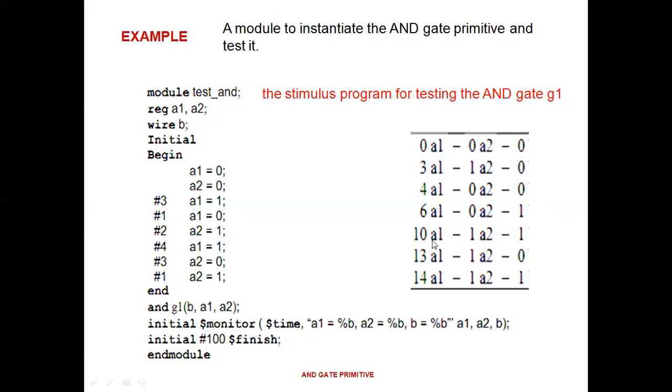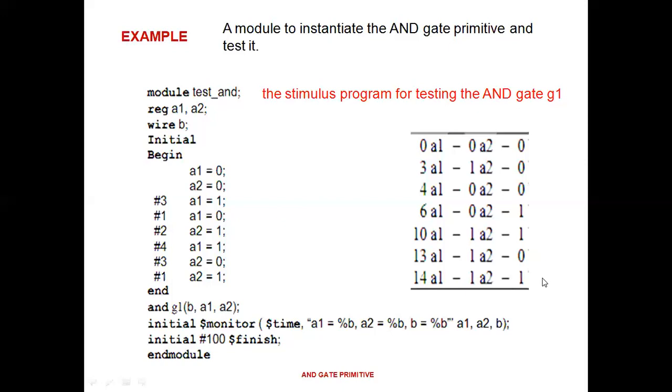Next, a1 is 1. That means a change from 0 to 1. A2 is 1, remains the same. Since a1 change happened, it is displayed. Next, a1 is 1, same as previous, no change, but a2 has been changed from 1 to 0. That means change happened. Next, last one, a1 is 1, a2 is 1. So a1 remains the same, but a2 has been changed from 0 to 1.